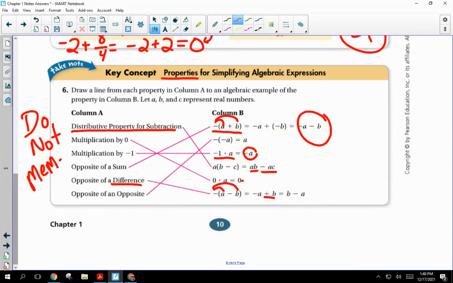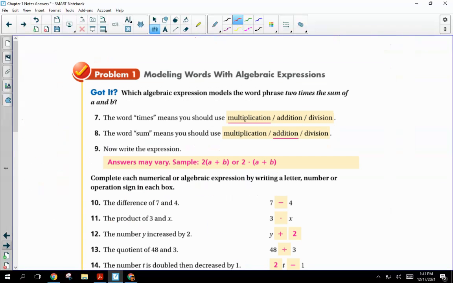You can put that in your calculator like this. Negative, put parentheses, 2 minus 1, right? And it'll show you how to do that. The opposite of an opposite, and this is again the same thing. A negative times a negative equals a positive. Again, you learned that a long time ago.